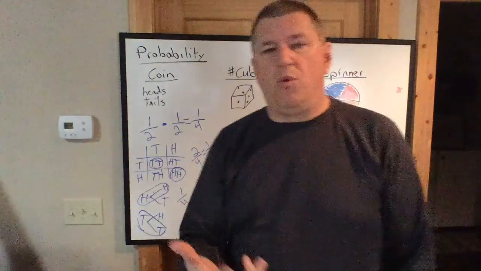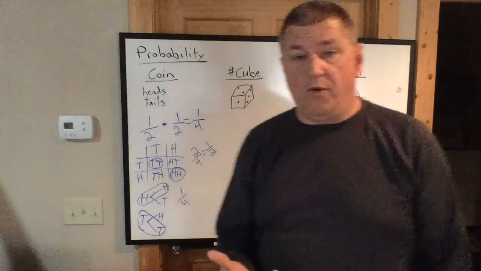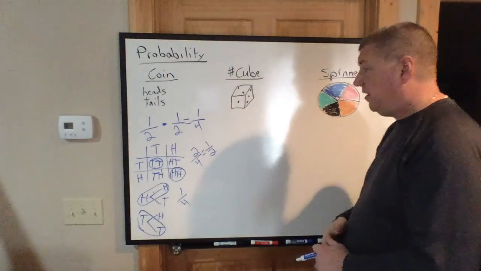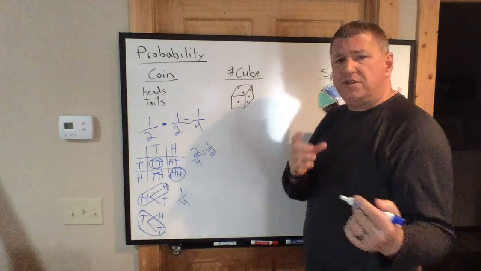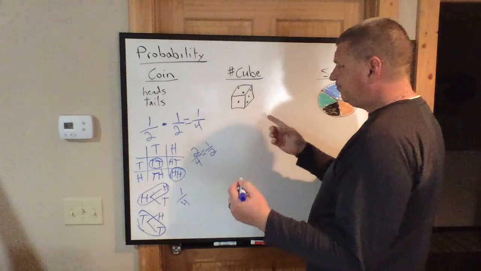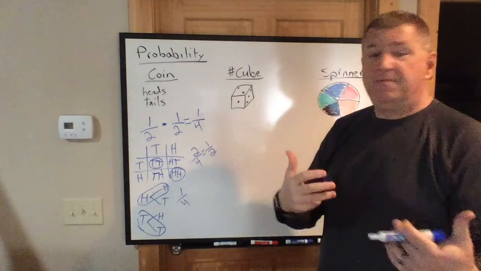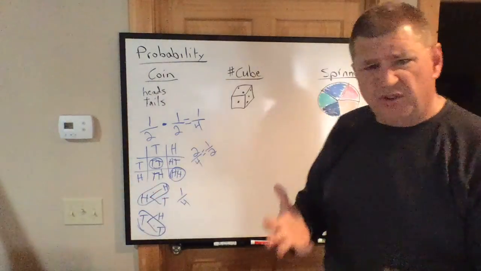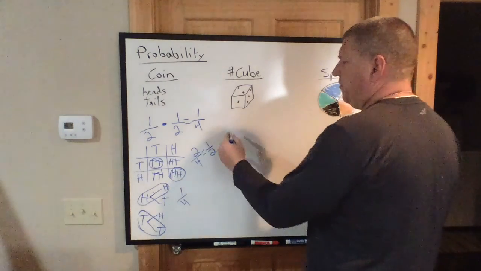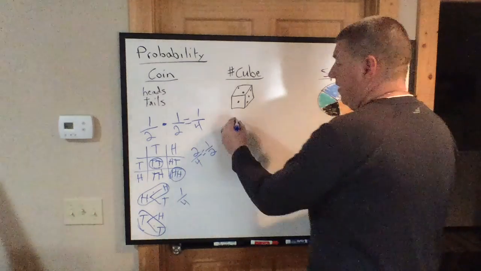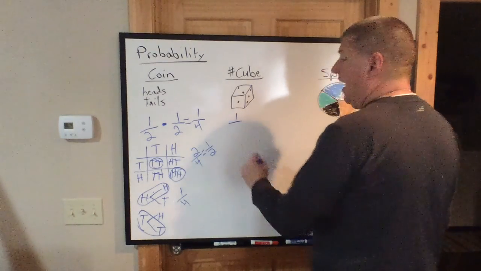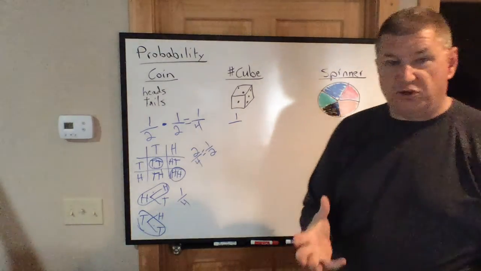Now, things get a little more interesting when you're talking about a cube, because now you've got 6 options. So let's look at just rolling a 6. What are the odds of rolling a 6 when we take a regular standard number cube? How many 6s are on a number cube? That would be 1. So we have 1 six out of how many possible numbers are on a number cube?